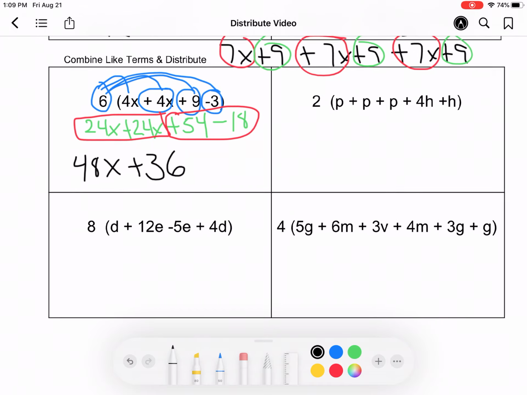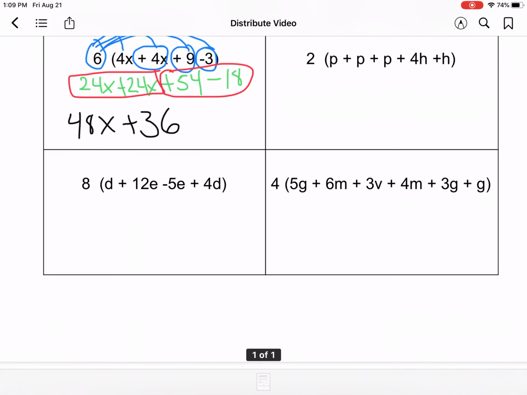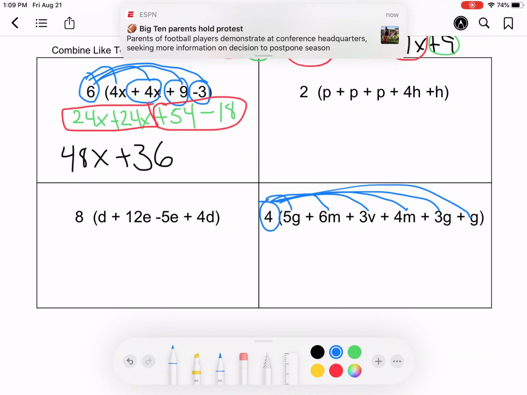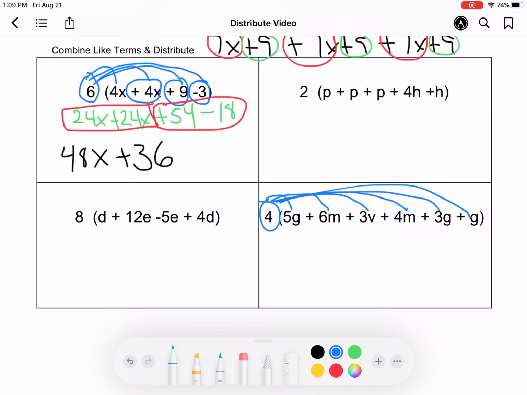Same thing, I'll go ahead and do this one here on the bottom, this one that looks very scary, but is not very scary. Same thing here. I'm going to distribute this 4, and it's going to go to each piece of this parentheses. So this might get a little fuzzy here. I have 4 times 5g, that's 20g. 4 times positive 6 is 24m. 4 times positive 3 is 12v. 4 times 4m is 16m.